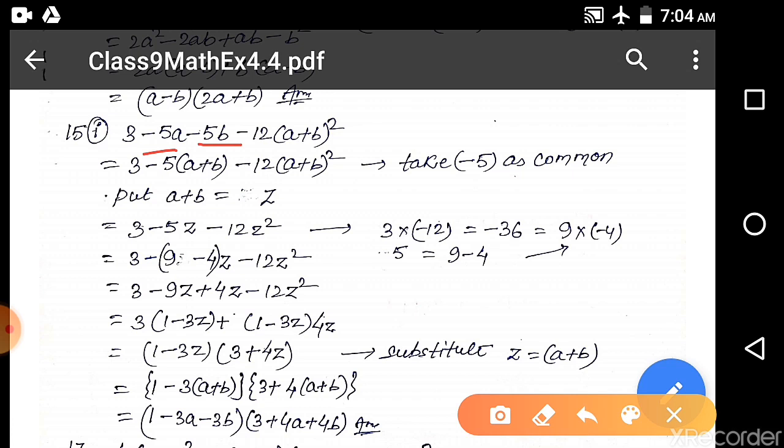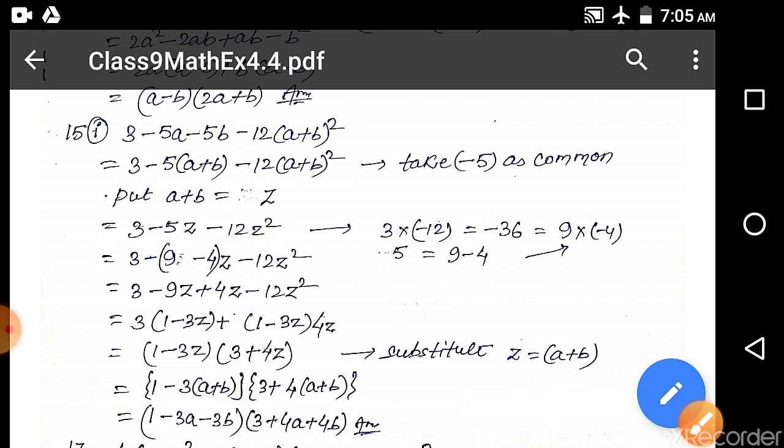Here we have 3 minus, when minus 5 is taken out common, we have 5 minus 5 into a plus b, and the term is exactly the same here. With minus 12 it is a plus b whole square. So here for this a plus b, we will substitute z. Now we have the trinomial. That means this 3 is as 3, minus 5 for a plus b we will write z. Here minus 12 for a plus b we will write z square.